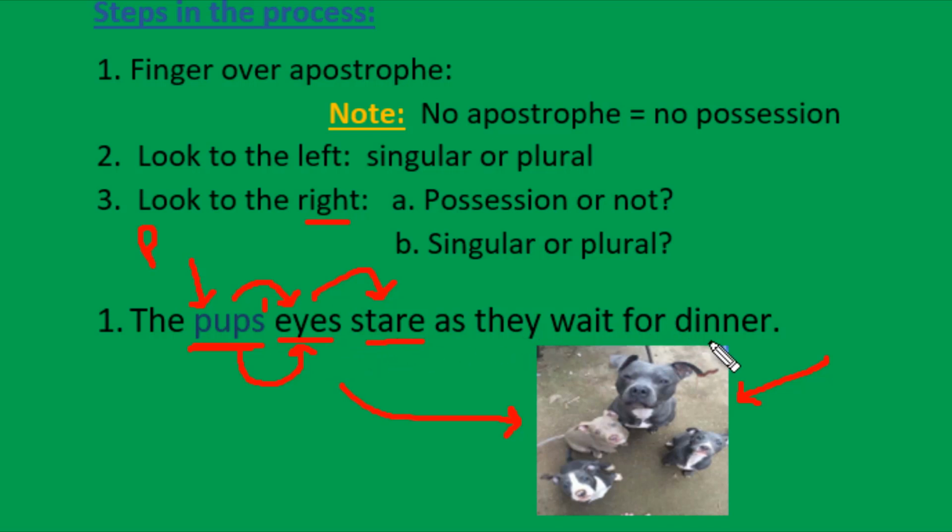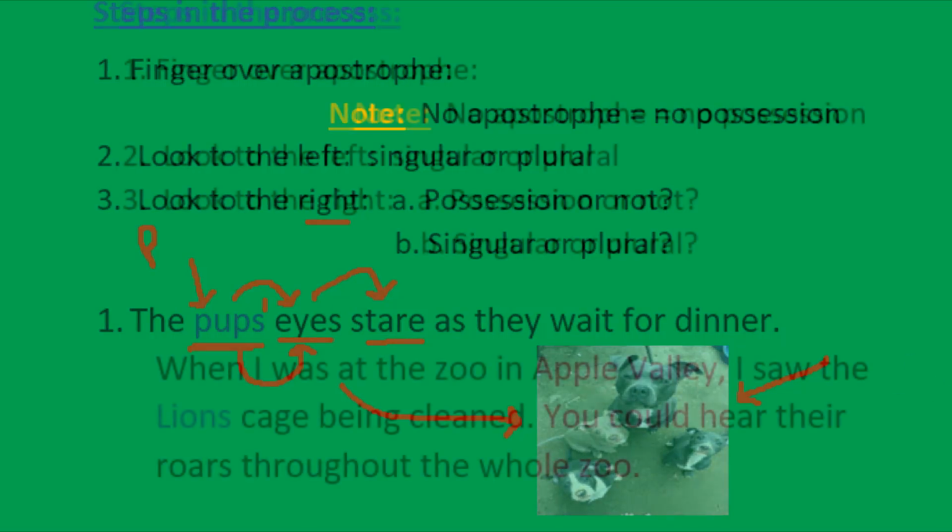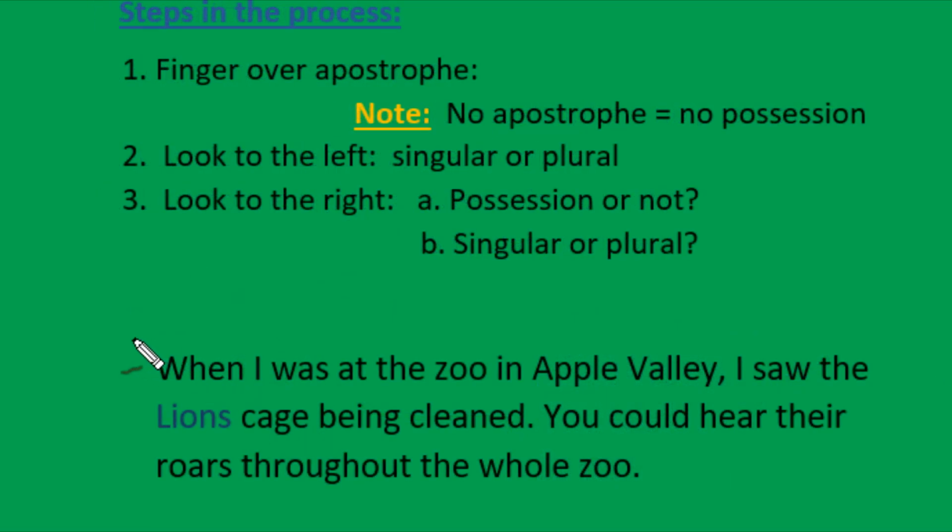Make sense? Now, let's look at a trickier problem. This is something close to what you'll actually see on test day. Here is the sentence, and here's the word in question. When I was at the zoo in Apple Valley, I saw the lion's cage being cleaned. You could hear their roars throughout the whole zoo. Lion's cage. Okay, so here is an S. In step number 1, we have to make a decision. Do we need an apostrophe or not? Because if there's no possession, no apostrophe.